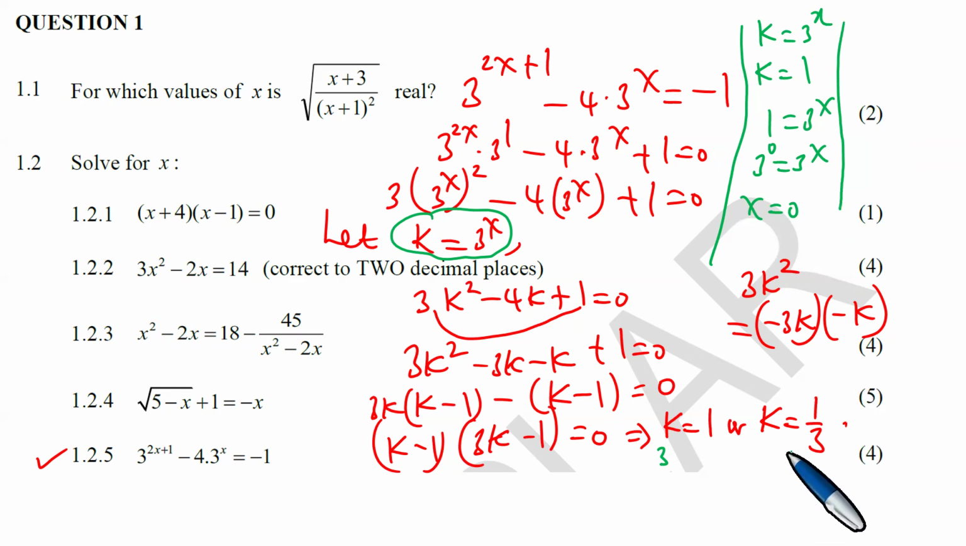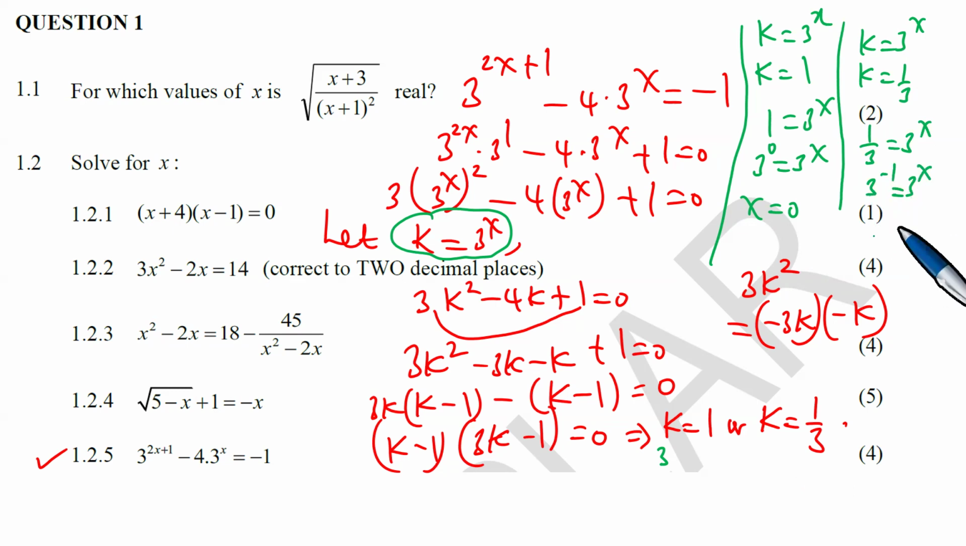But you also simultaneously have k equals 1/3. We have k equals 3 to the power x, but k equals 1/3, which means that 1/3 equals 3 to the power x, which is 3 to the power minus 1 equals 3 to the power x. When the bases are the same, you equate the exponents, which means x is minus 1.